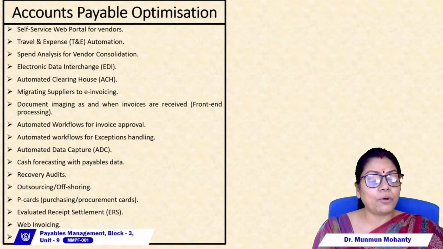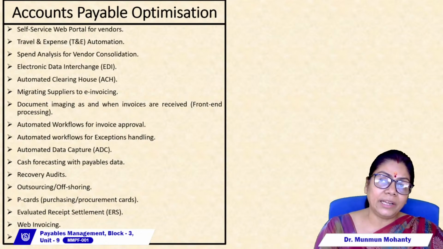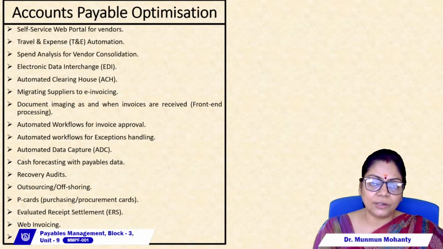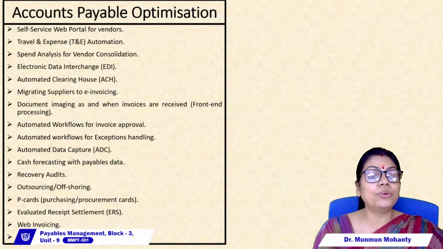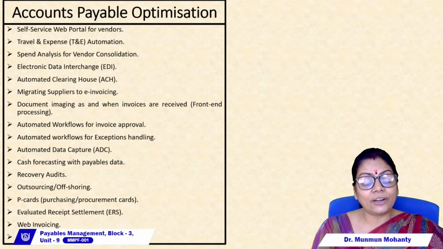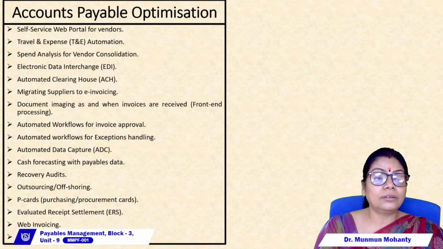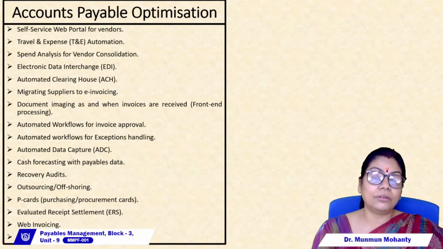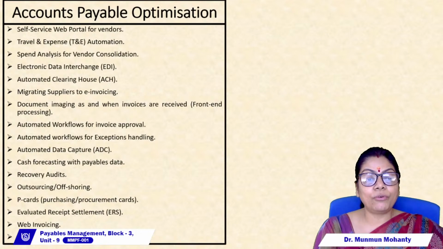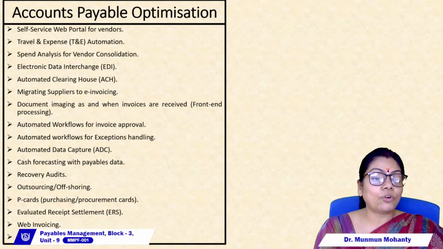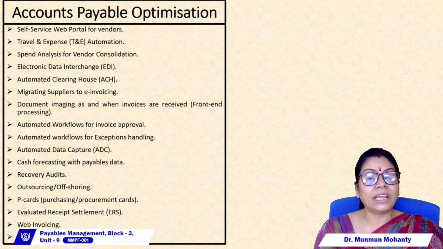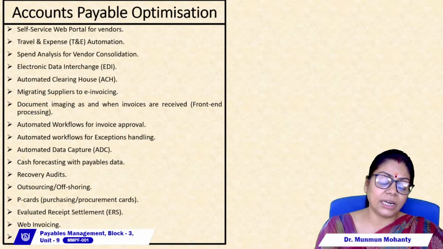We can think about migrating the suppliers to e-invoicing instead of hard copy invoicing. You can talk about electronic invoicing. You can talk about document imaging as and when it is received, like automatic capture of these things. Automated workflows, invoice approval, automated data capture. You can talk about cash forecasting with the payables data.